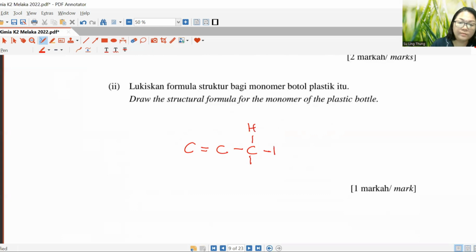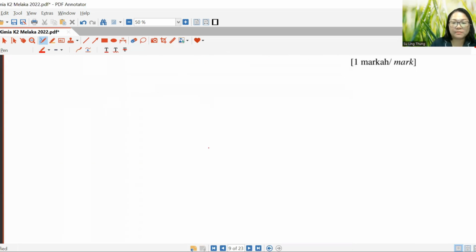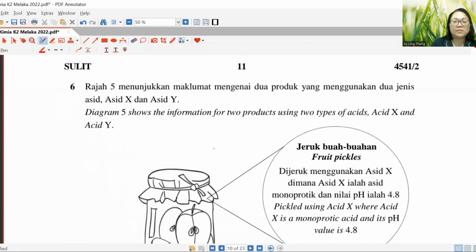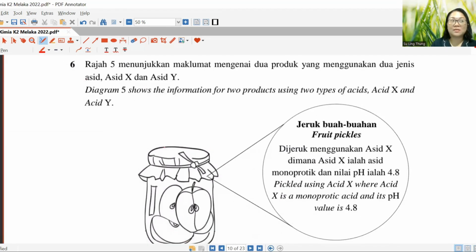Okay, H. Now remember, this carbon atom has 1, 2, 3 bonds already. So H. Okay, 4. So this carbon atom also has 2 already. So you need H and H. So this is the monomer of the plastic bottle. Okay. So that's it. So if you notice, the question can be considered quite easy, okay? But what matters is you need to really master the topic, then only you can proceed in answering your questions. Otherwise, it will be problematic.